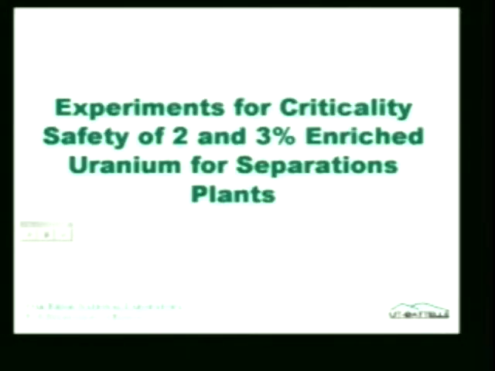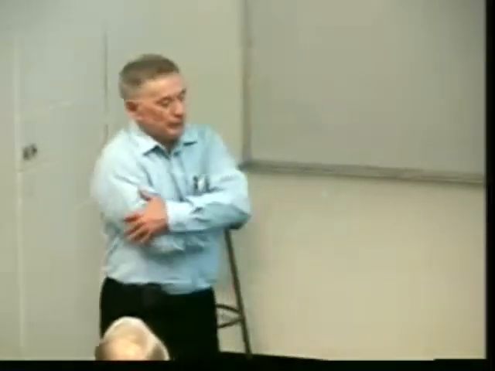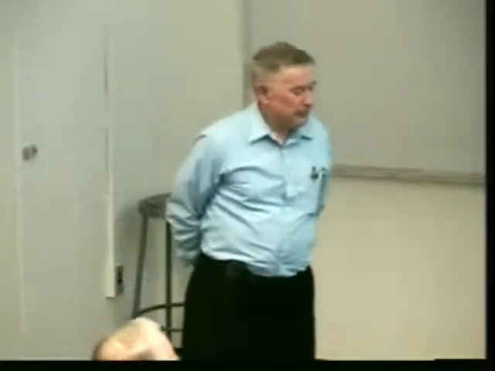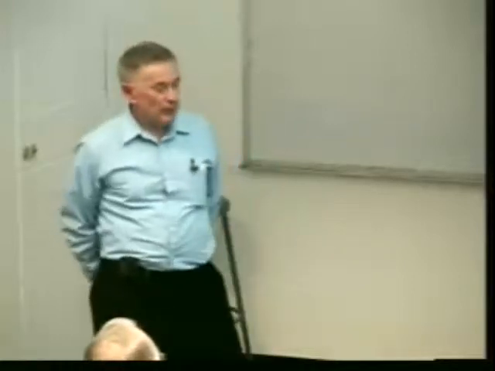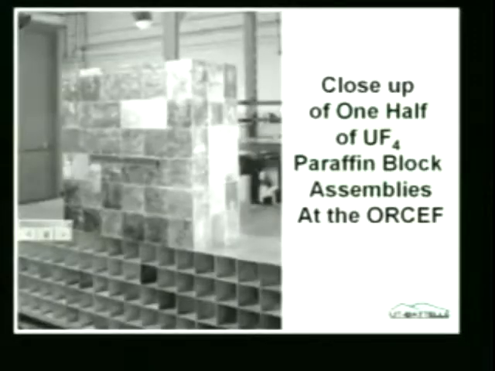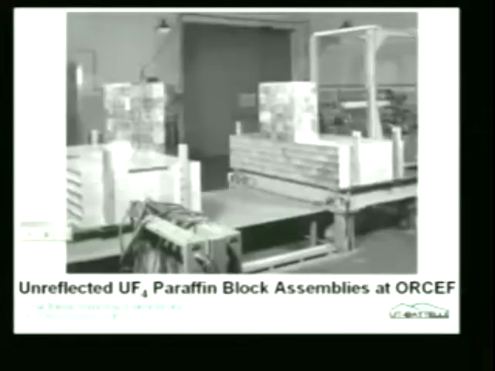The first set of experiments that were going on at that time when I came in were 2 and 3% enriched uranium, UF4 mixed in paraffin with various hydrogen-uranium ratios, and this was to support the criticality safety work that was needed for the separations plants, both originally here at K25 and then at Paducah on the low enriched end. And so I'll describe some of these experiments. I'm going to go through these things rather quickly. I've got a ton of slides, but I just want to give you an overview of the kinds of things we did. These are UF4 paraffin blocks.